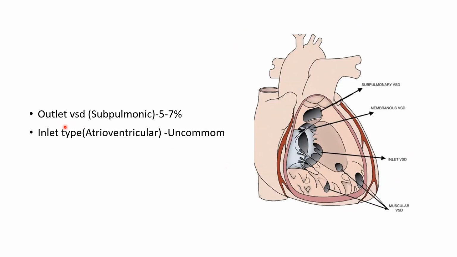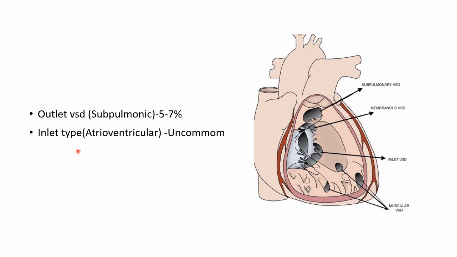Next is outlet or subpulmonic ventricular septal defect. This is subpulmonic ventricular septal defect. This defect is in between aortic valve and pulmonary valve. So part of aortic valve can get sucked in this subpulmonic VSD and can produce aortic regurgitation. This is seen in 5 to 7% of the patients.